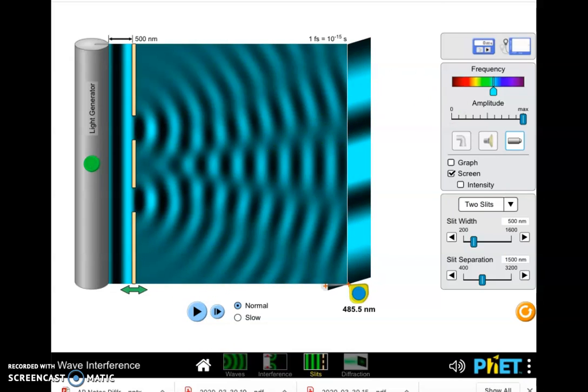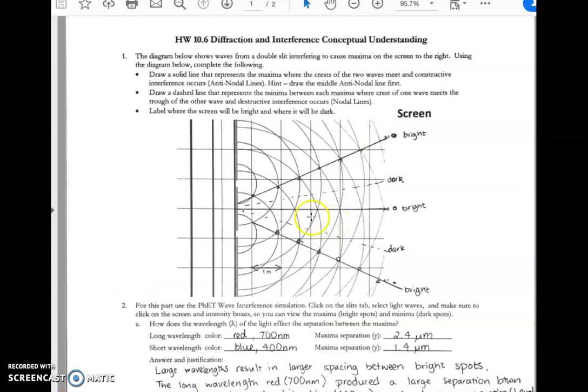So if you're wondering how to draw this, wherever I see crests interact with crests, that's where constructive interference occurs. So this would be my bright spot. Crests interact with crests, so this would be a bright spot. This would be a bright spot. And then eyeball your antinodal or nodal lines halfway through. So again, bright spots are going to be antinodes, dark spots, nodes.